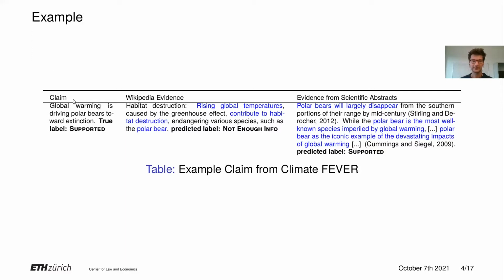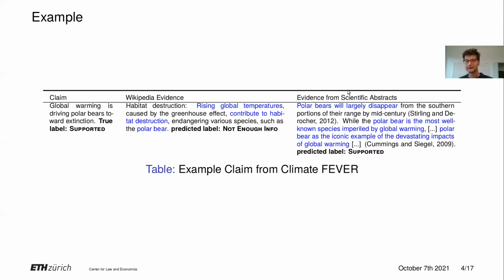Here we have the claim global warming is driving polar bears towards extinction, and we took that one from Climate Fever. So this is from a claim checking data set, hence it has a label which is supported. Now, if we take Wikipedia as a knowledge base and we query Wikipedia with that claim, we retrieve the following evidence, which says that rising global temperatures do endanger species, but that's not enough for our system to support the claim, hence we predict not enough information.